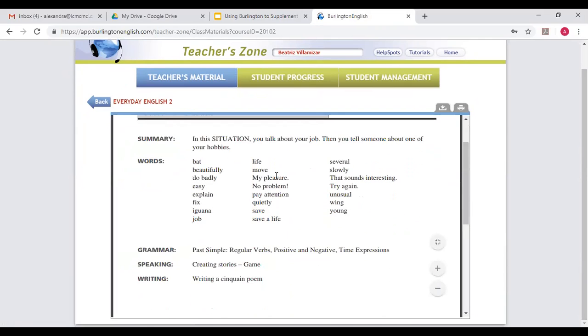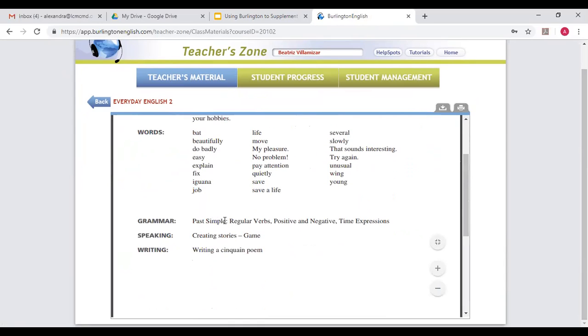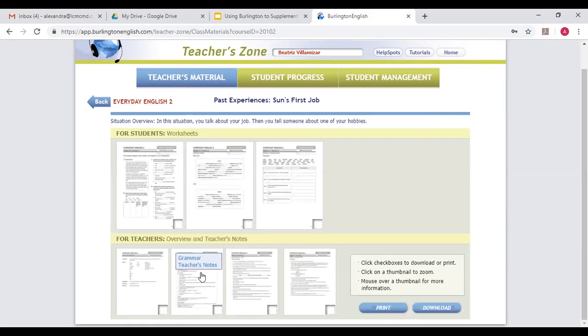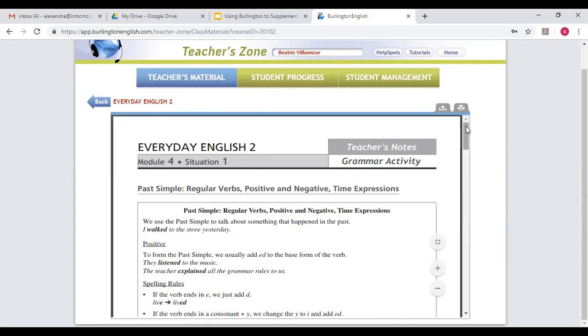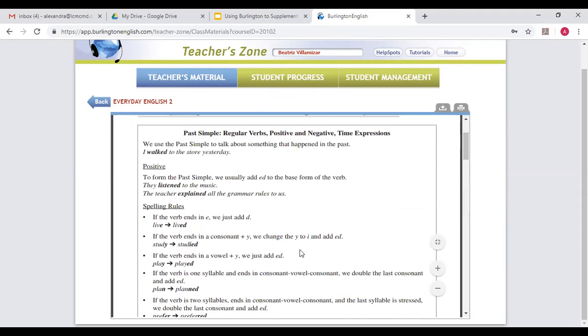So look, the vocabulary that we practiced before, like I showed you when we were in the software. Okay, the grammar, it is past simple of regular verbs. So this is the summary of the lesson. And here I have my teacher's notes, or my lesson plan, for the grammar exercise. So it tells me how I'm going to present the materials to my students.